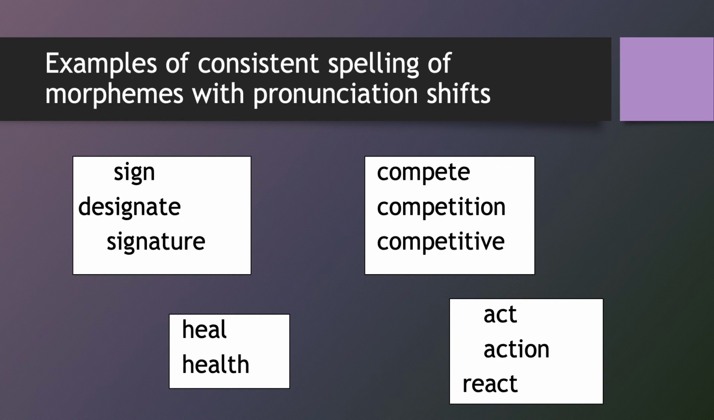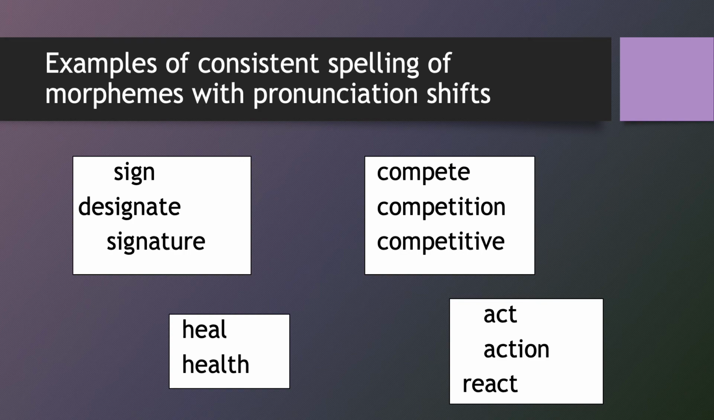So in the first group, we have sign, designate, and signature. The way I've laid them out here, you see very clearly that they all have S-I-G-N, and that's the base, and it carries the same meaning across the words, and therefore the spelling stays the same. So the morpheme is represented consistently across all of those words, even though the pronunciation changes a little bit.